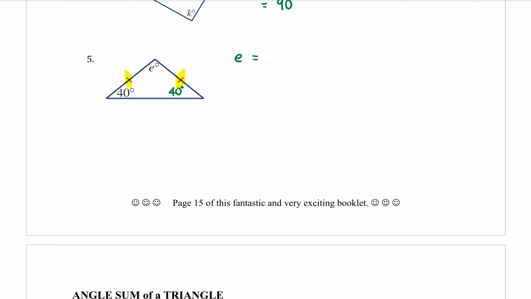So now to do our working out, to find E, the angle sum of a triangle is 180, and I subtract off the other two angles. Subtract the 40, subtract the other 40, and write the reason down. Angle sum of a triangle equals 180 degrees. Okay, and so that equals 100.